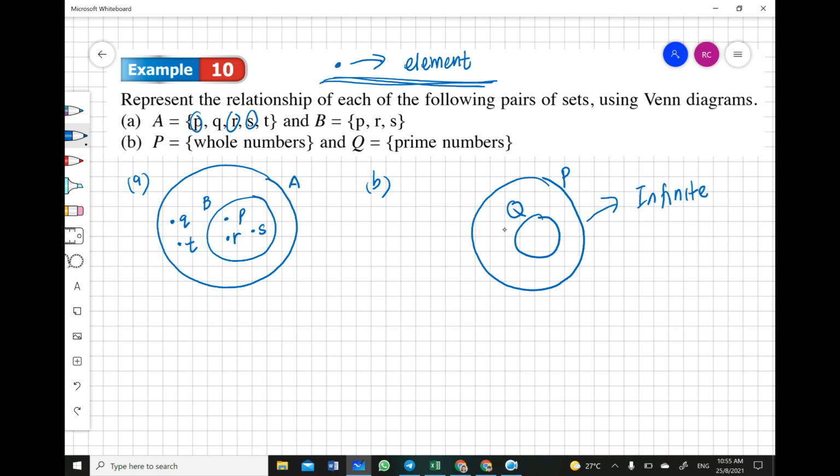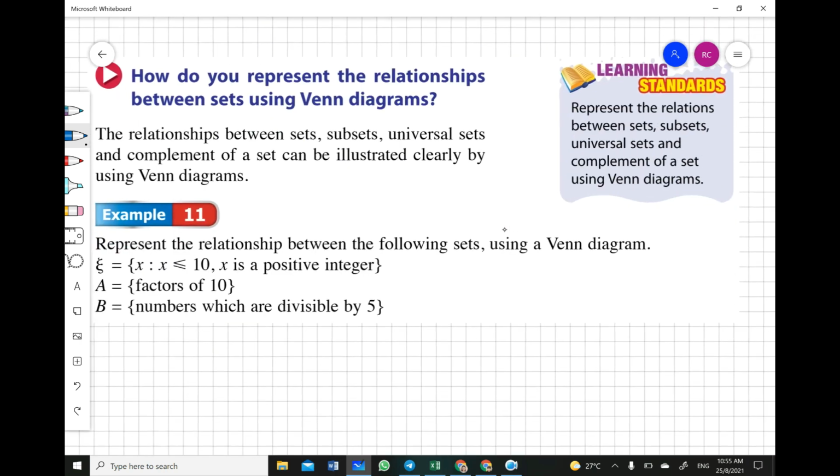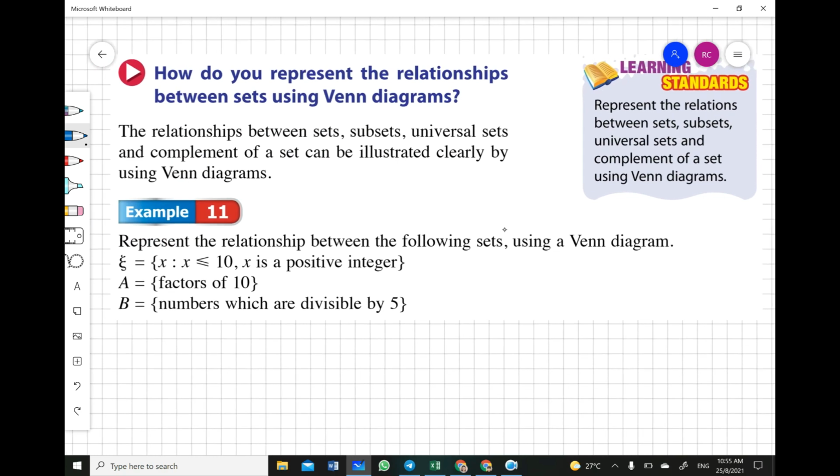Infinite means the numbers never end, so we cannot list down everything. So we don't have to label it. Okay, so I continue with the last part now. I keep saying the last part now. Okay, this is the real last part here.